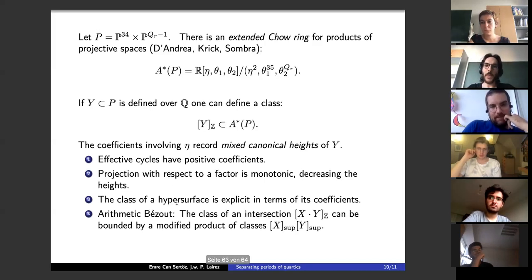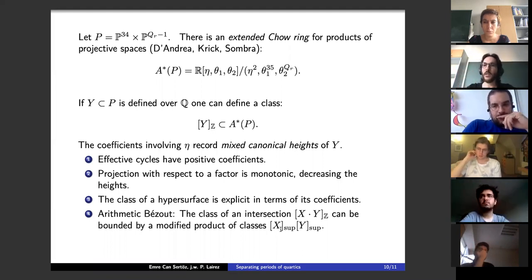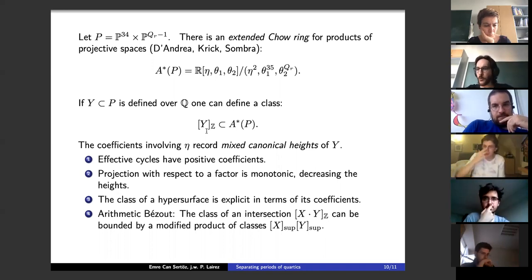And finally we have something like a Bezout theorem. Bezout theorem is usually just about the degrees, but essentially it's about products in the Chow ring. The arithmetic Bezout in this Chow ring says that if you take the intersection product of two cycles, if it's a proper intersection, then that intersection can be bounded by a slightly modified version of the corresponding cycles for X and Y. It's not this on the nose, but it has to be slightly modified, and it's also a very easy modification.